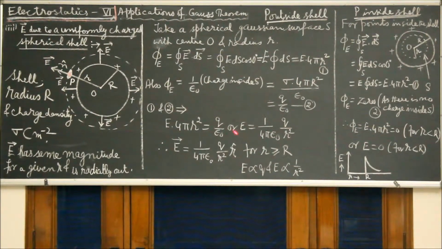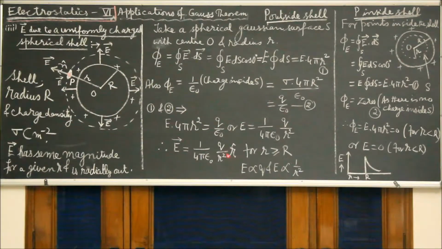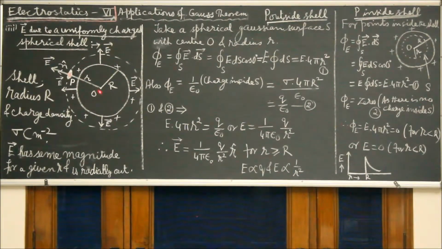Another point which we can note here is this is also the expression for the electric field intensity due to a point charge at O. So for all points outside the shell, the field due to the shell behaves as if the entire charge on the shell is concentrated at point O, leading us to this expression.